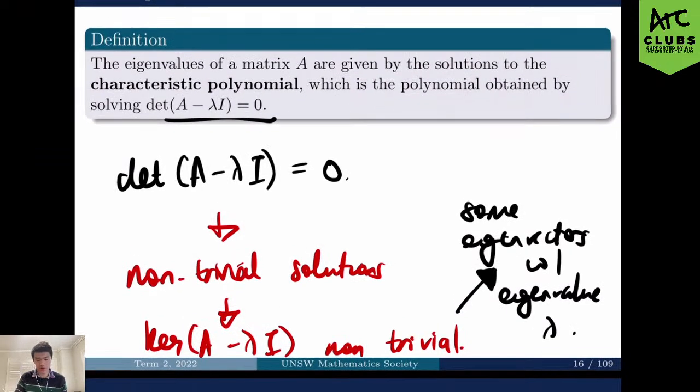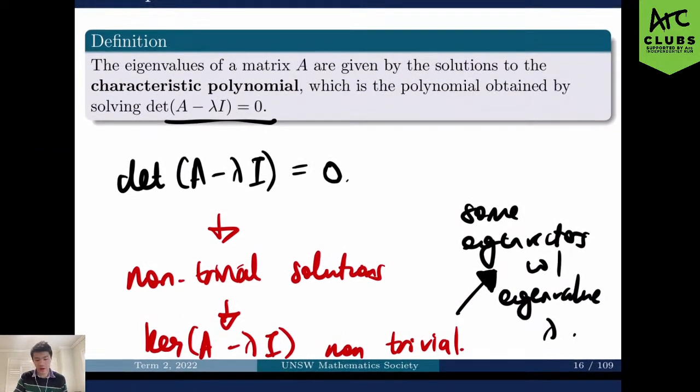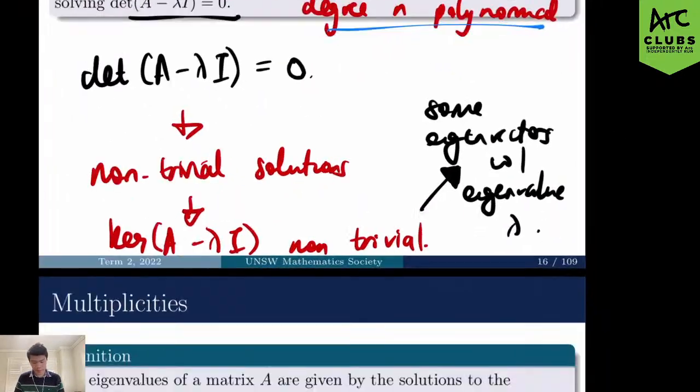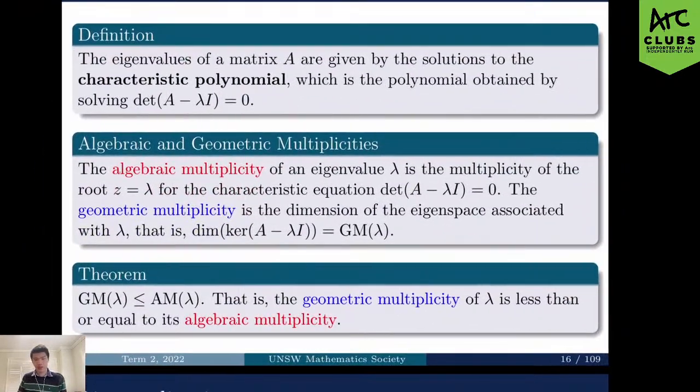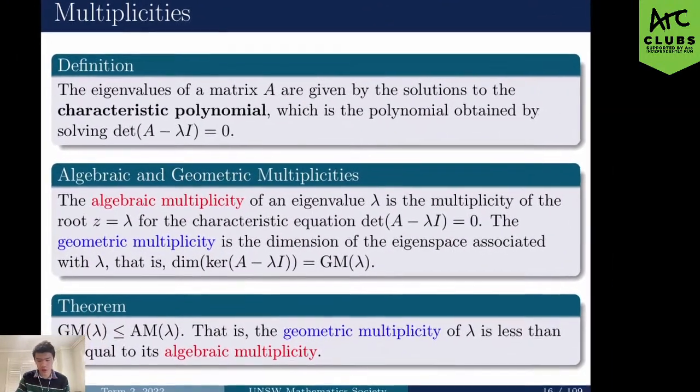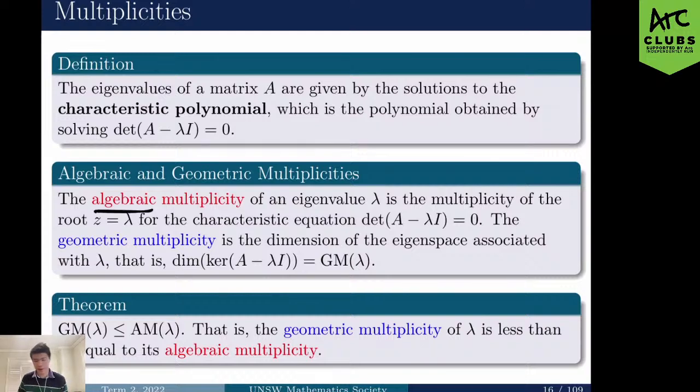But this characteristic polynomial will be a degree n polynomial. If A is an n by n matrix, this will be a degree n polynomial, and then if you solve it, you get your eigenvalues. And this leads to two definitions. So the algebraic multiplicity, and you can recall it by the word algebraic because algebraic is talking about polynomials. It's the multiplicity of the root of the characteristic equation.